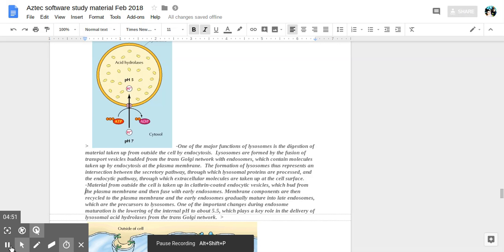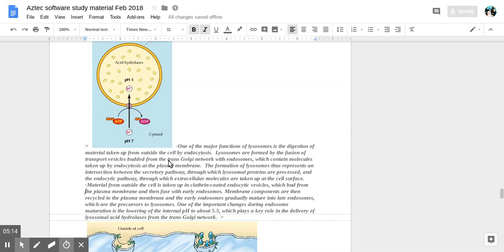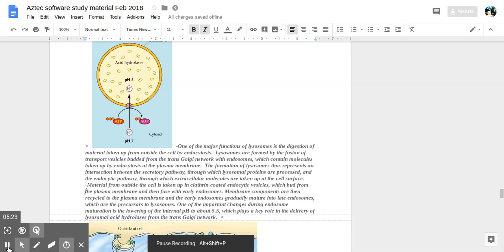One of the major functions of lysosomes is digestion of material taken up from outside of the cell by endocytosis. Lysosomes are formed by fusion of transport vesicles budded from the trans-Golgi network, the part of the Golgi which is away from the endoplasmic reticulum, on the outside towards the cell membrane.